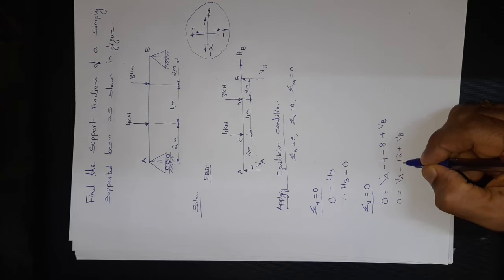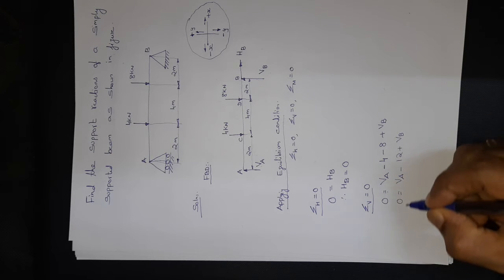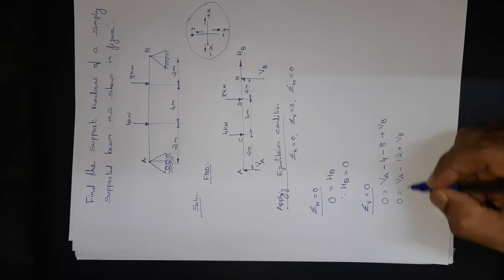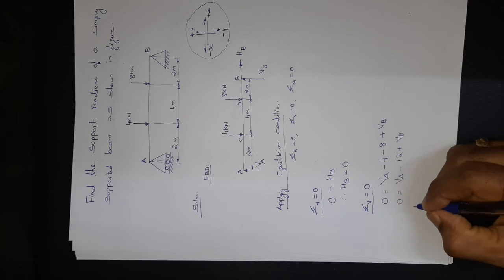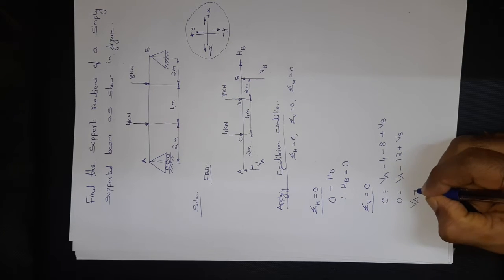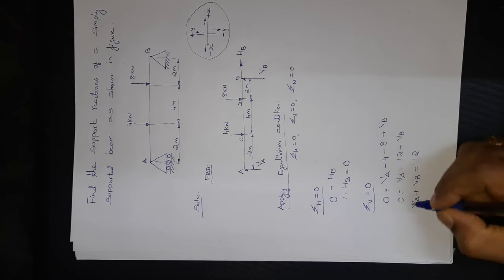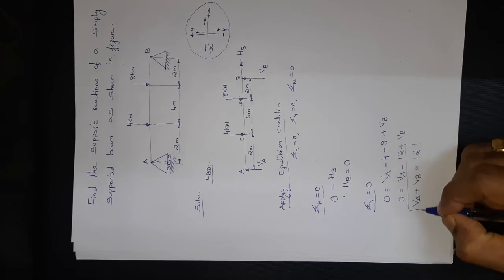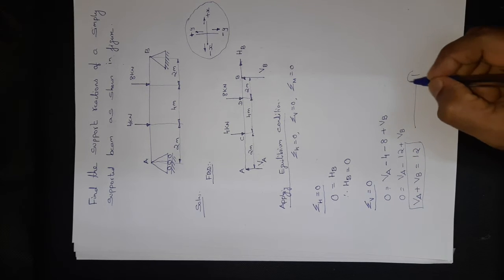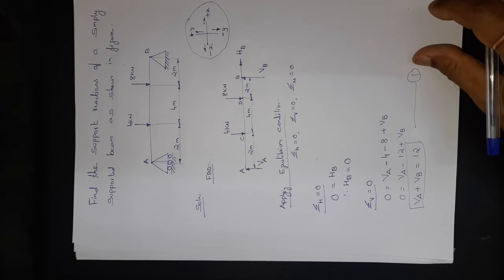Let me just take this minus 12 to the left hand side. Therefore, the minus sign becomes positive. So VA plus VB equal to 12. Let me just consider this as equation number 1.